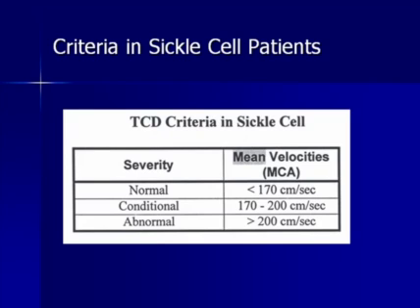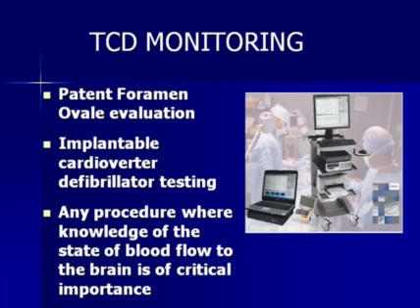We use just a little bit higher velocity criteria for somebody who's borderline abnormal. We use a value of 170, but again, once mean velocities in the MCA get above 200, it is associated with a sickle cell crisis.